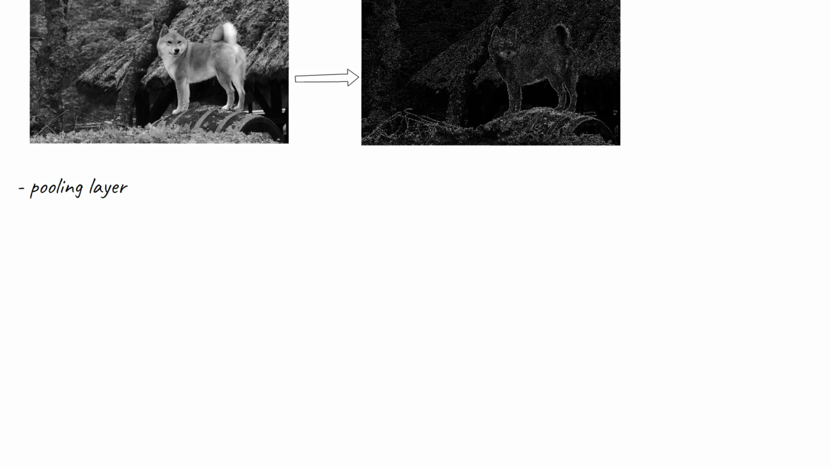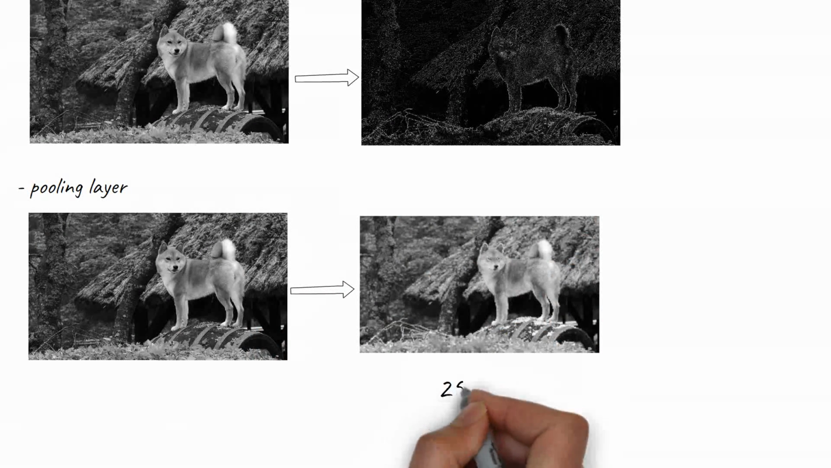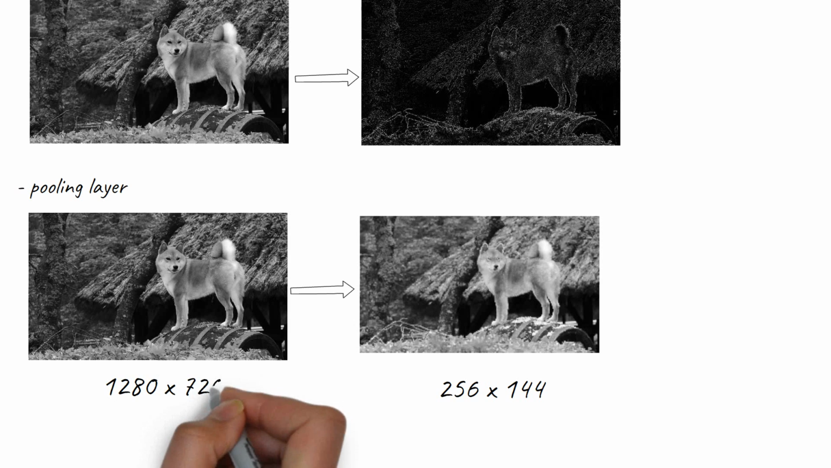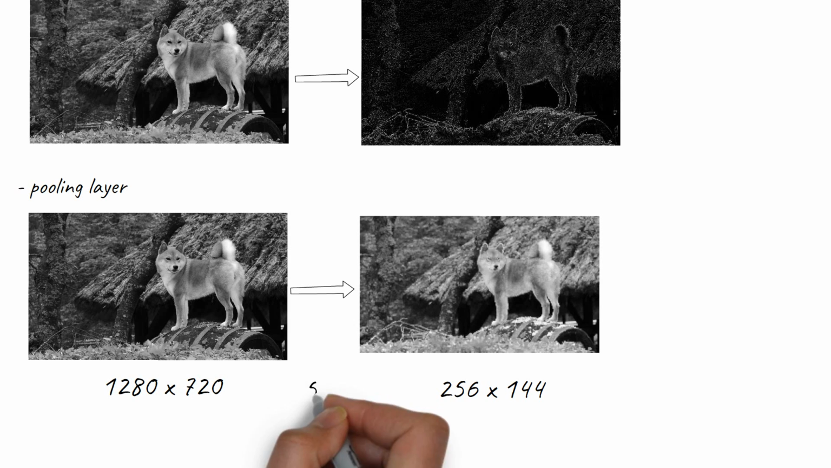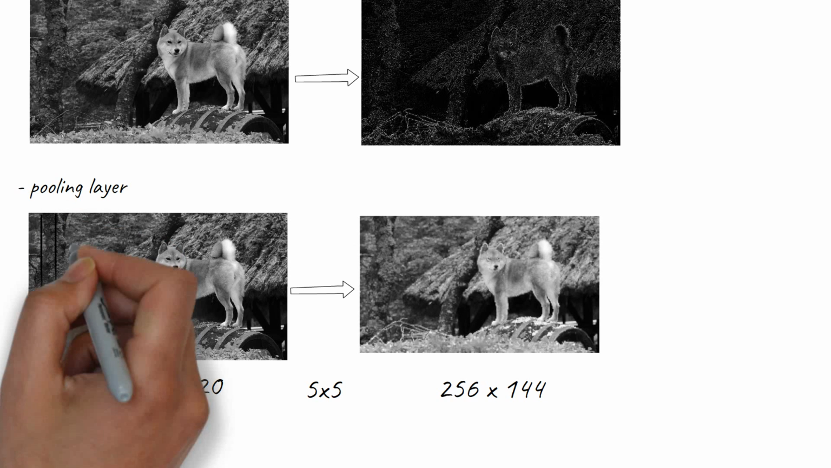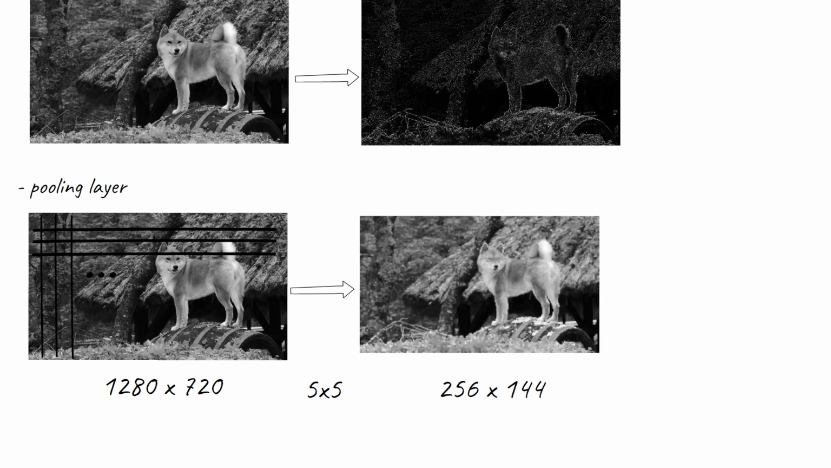Next is the pooling layer. This layer reduces the resolution of its input. In our example, we got a 256 by 144 image from a 1280 by 720 image using a 5x5 pooling core. The layer performs the calculation by first dividing the image by a 5x5 grid and applying either the max or average function in each of these areas. In the case of the max function, it retains only the strongest activations of neurons.